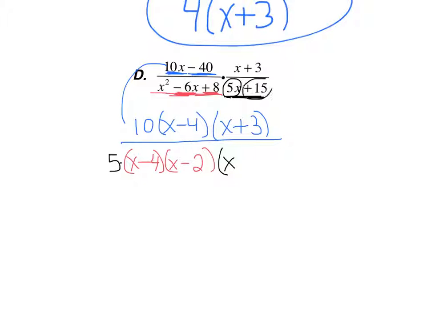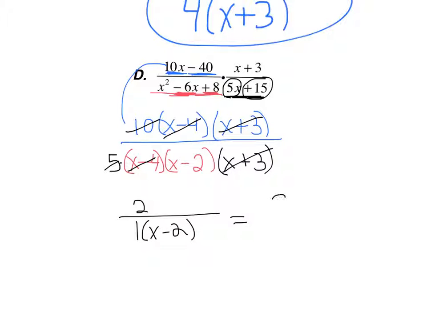And 5 out of 15, I just get plus 3. And then I can cancel. So let's go ahead and cancel 5 out of the top, which gives me 2, and 5 out of the bottom, which gives me 1. And then I can cancel out x minus 4 and x plus 3, and then I'm just left with x minus 2 on the bottom. So my answer is 2 over x minus 2.